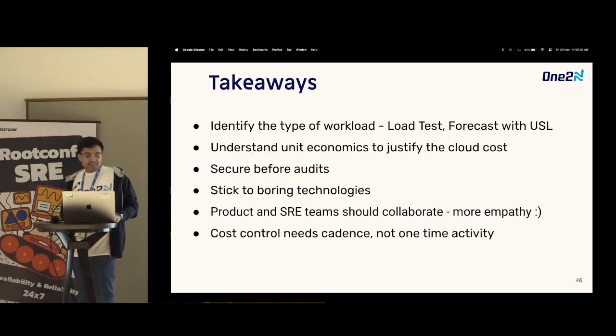Takeaways, I would say: identify the type of your workload. Do a load test. Forecast with USL if you are not able to do a load test. Understand the unit economics to justify your cloud cost. Have security in place before audits. Security is important. Stick to boring technologies first. Product and SRE teams should collaborate more because you will have more empathy. Cost control needs cadence. It's not a one-time activity.